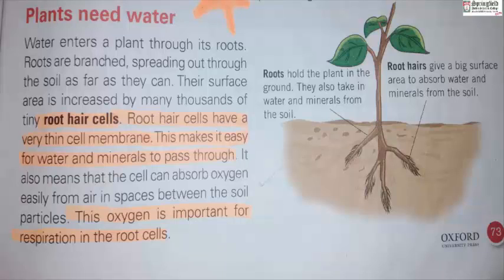Water enters the plant through its root. Roots are branched, spreading out through the soil as far as they can. Their surface area is increased by many thousands of tiny root hair cells. Root hair cells have a very thin membrane. This makes it easy for water and the minerals to pass through. It also means that the cell can absorb oxygen so easily from the air in spaces between the soil particles. The oxygen is important for the respiration in root cells.